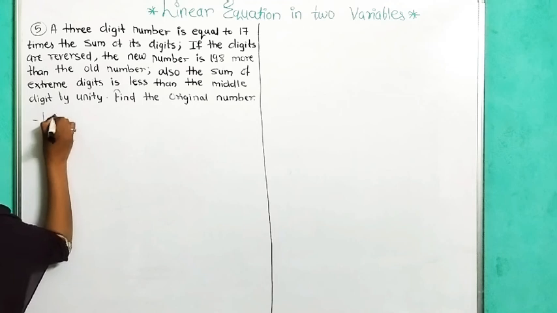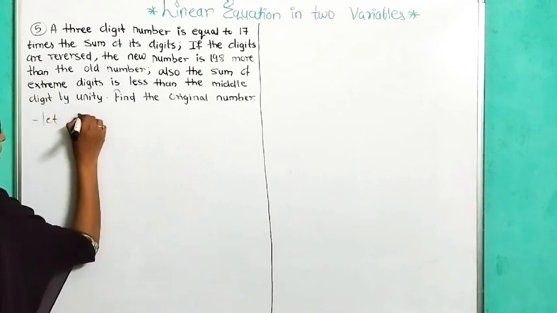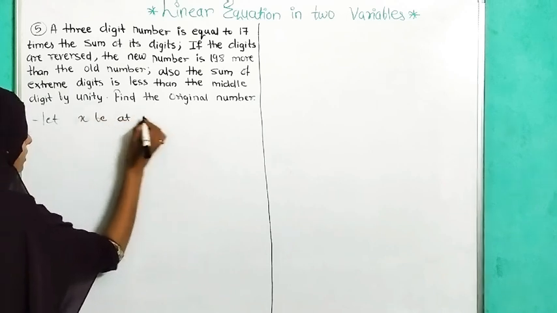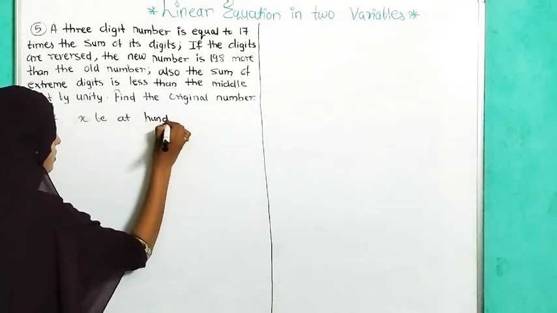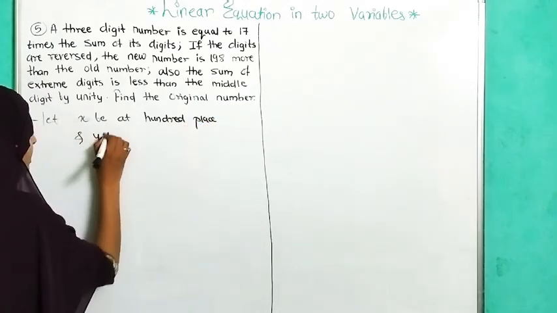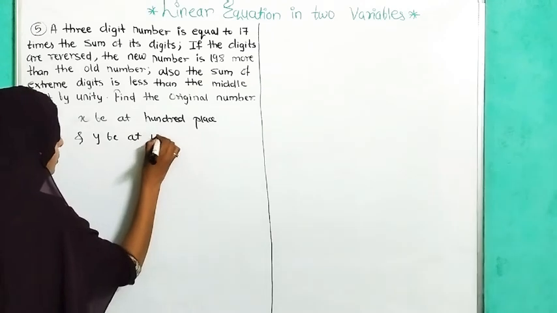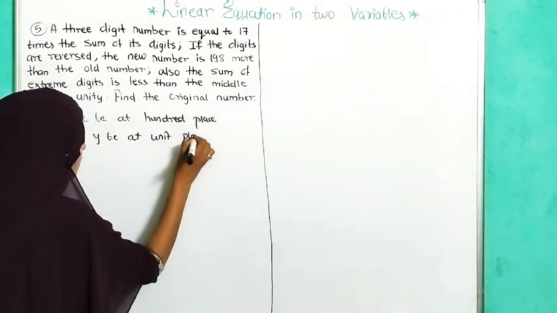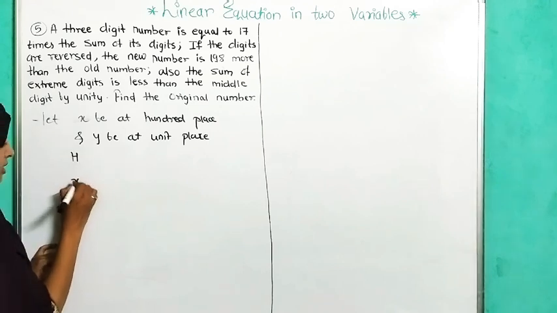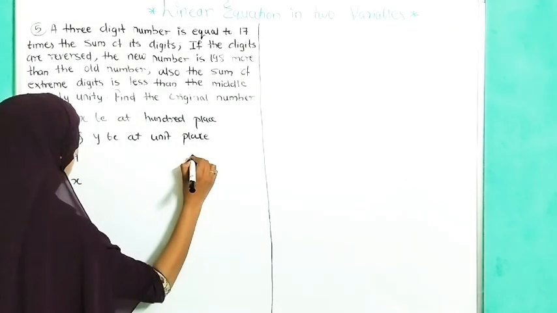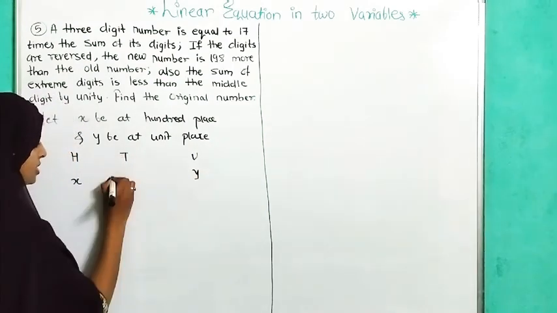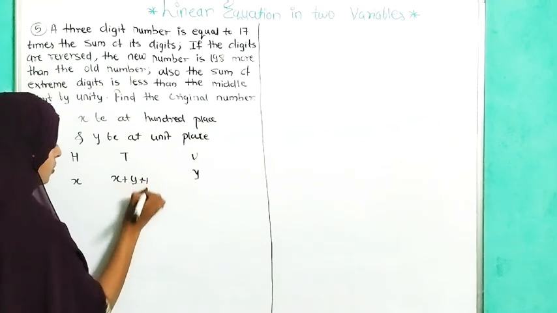Now we assume, let x be at the hundreds place and y be at the unit place. That means the hundreds place is x and the unit place is y, then the tens place is x plus y plus 1.